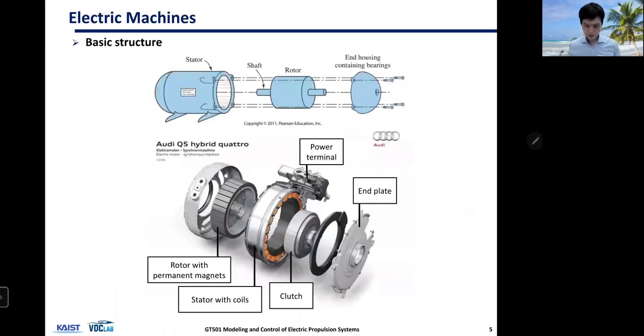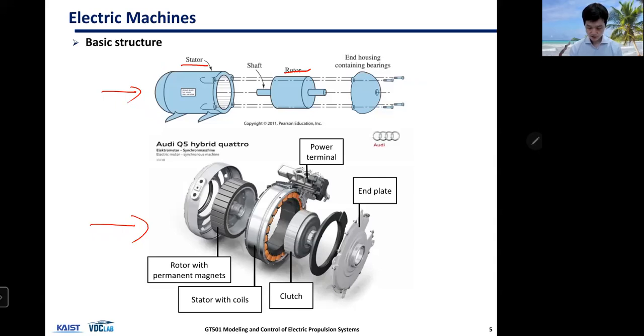The basic structure looks like this. This is a schematic, and this is an exploded view of a real motor. There's a stator, that's the housing enclosure, and there is a rotor that's rotating inside of the stator about the axis shaft.